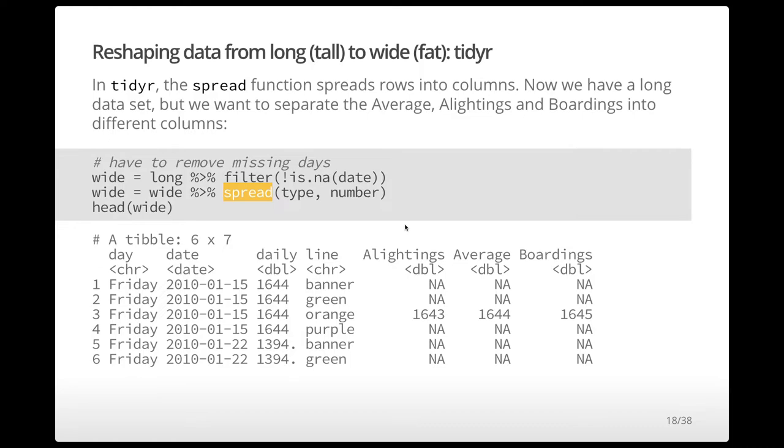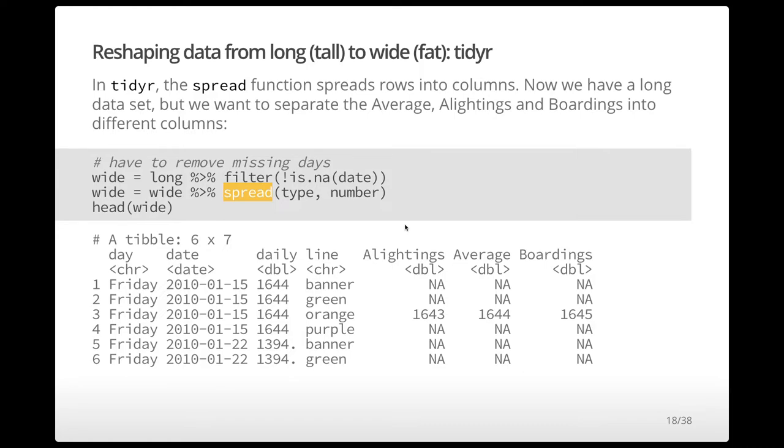But you might not have spread the data. We could have spread the data with respect to line. We could have a column that says banner, green, orange, purple. I would say that might make sense, but that might not make as much sense as this. Right? We wanted to spread it so that a column of people getting on, getting off, and the average, we wanted different columns for that.